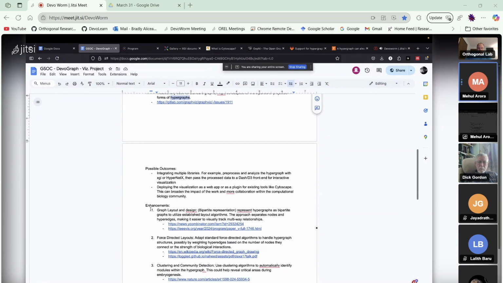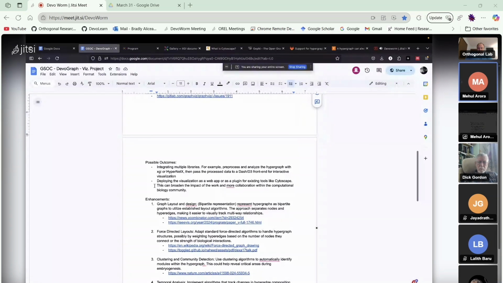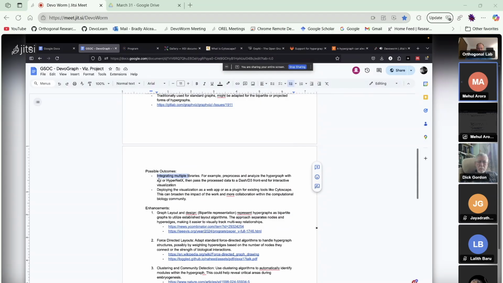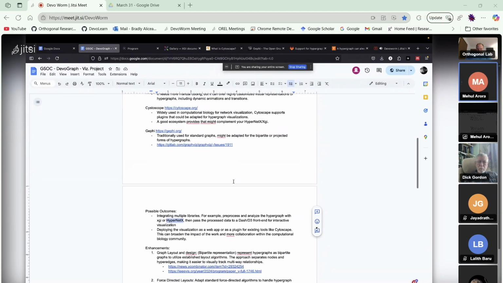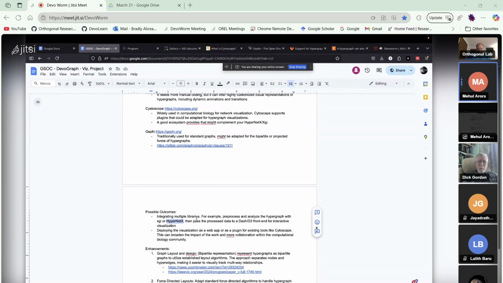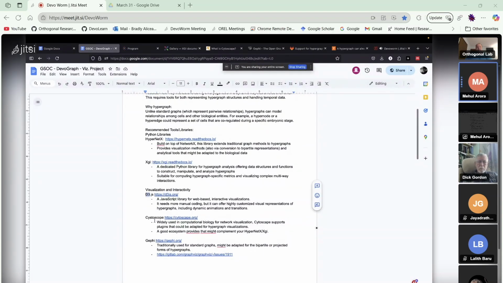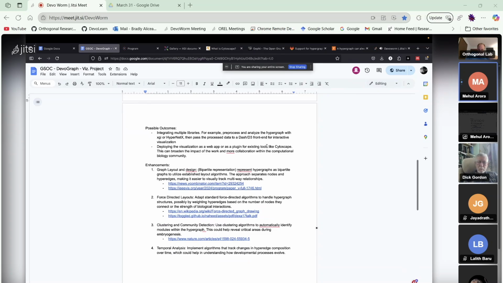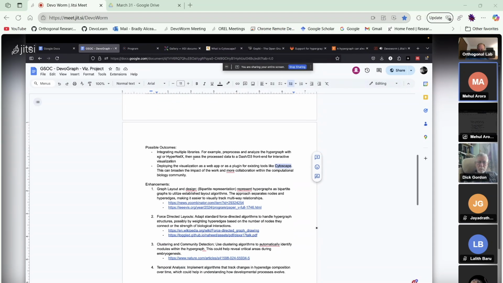Then for the possible outcomes, what I was thinking is, at least for the visualization part itself, different libraries can be integrated. So for example, probably XGI or HyperNetX, one of them can be taken to make more front-end specific interactive visualizations. For that, either D3 or Cytoscape can be used, one of them with one of HyperNetX or XGI. So this is from the implementation perspective. And then this can be deployed on either Cytoscape or D3.